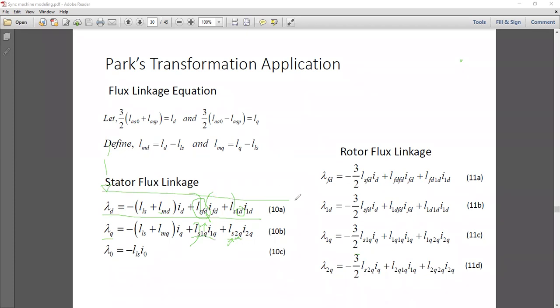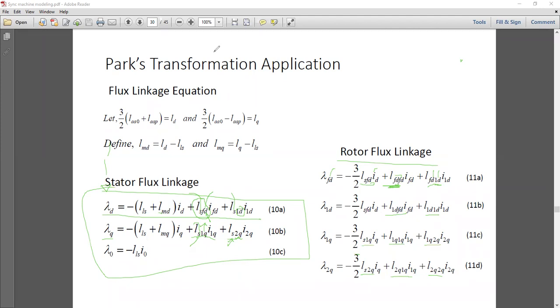These are the observations for the stator flux linkage equation. Similarly, for the rotor flux linkage, you see LFDFD. This is of course the self inductance. So LSFD, again, is the mutual between field winding and stator winding. LFD1D is between field winding and the 1D coil. Similarly, you can see L1DFD, LSFD. So these are the mutual inductance values that are different till now.